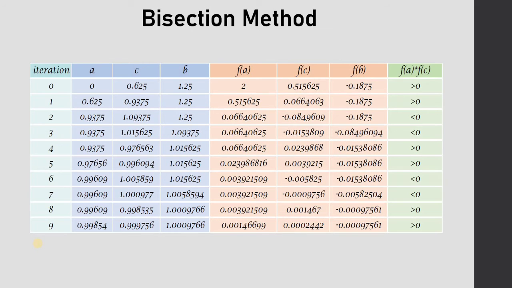For the bisection method, we can conclude that since the f(c) in iteration 9 equals 0.0002442 and is less than 0.0005, the root of f(x) equals x squared minus 3x plus 2 is approximately c in iteration 9 equal to 0.9999756.